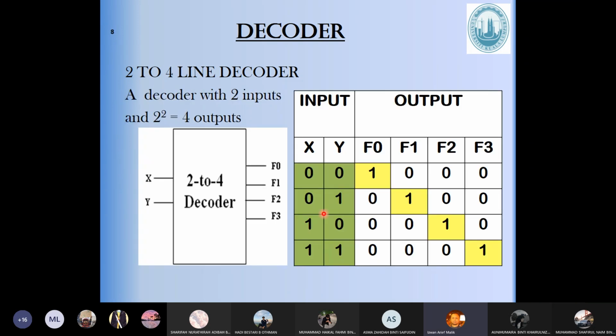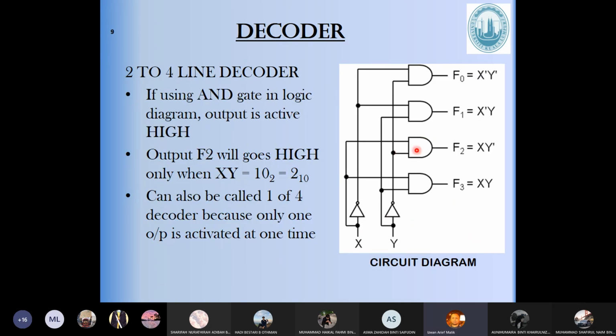Okay, just tengok dia punya truth table ni je. 0, 0, F0 high. 0, 1, F1 high. You boleh try lah, lalukan dia punya input tu yang akan dapat. Okay. So 2 to 4 decoder can also be called as 1 to 4 decoder because only one output is activated at one time.